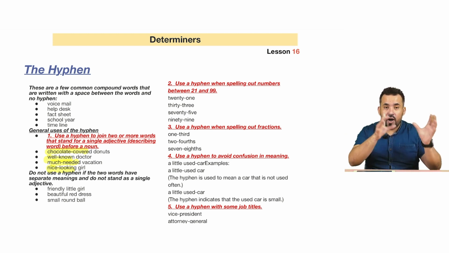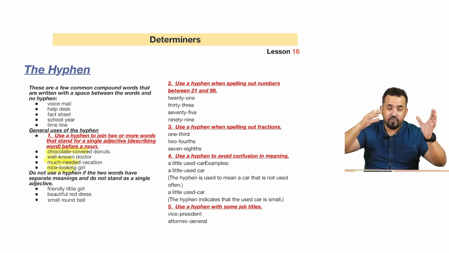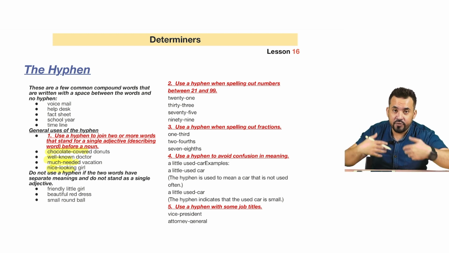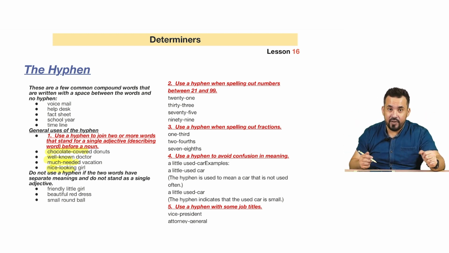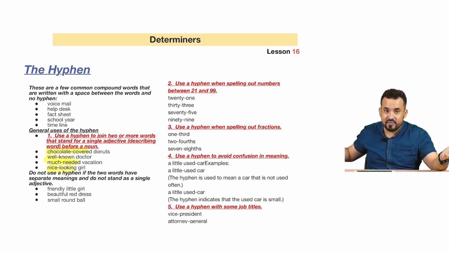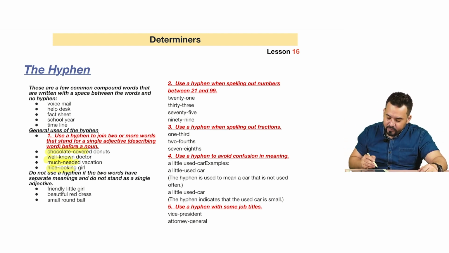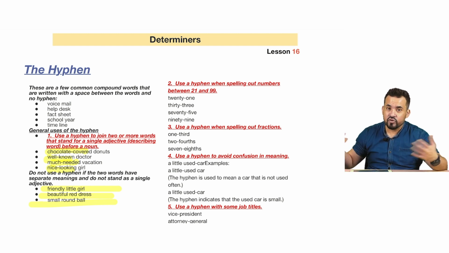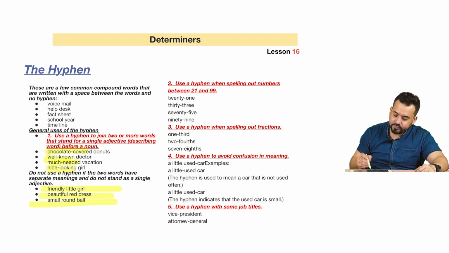So those are compound adjectives. They're two words that mean one. Both words are combined with a hyphen to give one meaning. But we don't use them for two adjectives that mean different things, like friendly little girl, beautiful red dress, small round ball. We don't use a hyphen with those because they don't mean the same thing. Those are different adjectives, right?